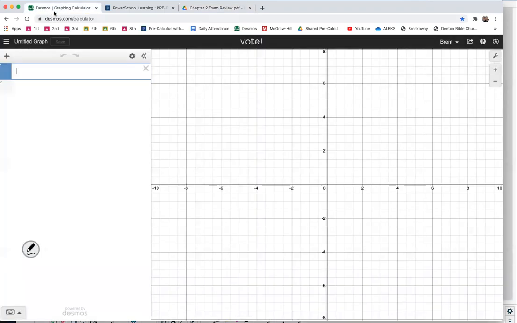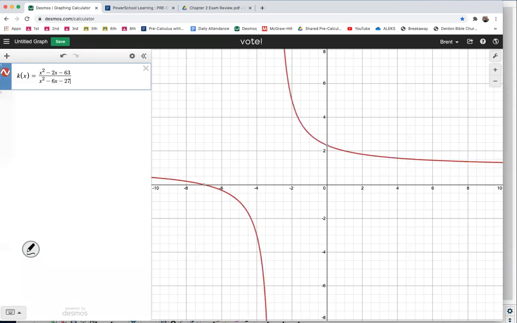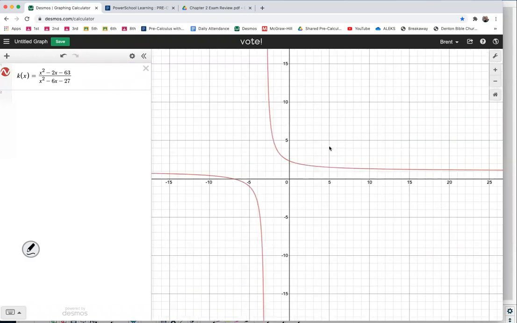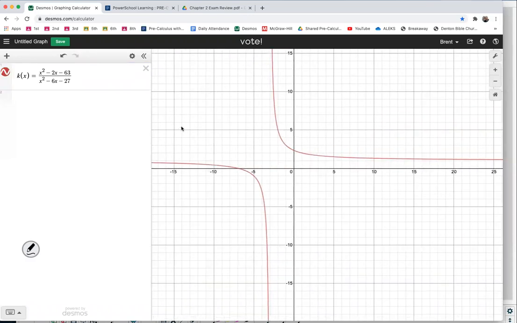If you don't mind reading off what the equation was, it was k of x equals x squared minus 2x minus 63 over x squared minus 6x minus 27. If we look at this graph, we can determine a few asymptotes. Remember, asymptotes are basically where the graph approaches but never actually equals. You can see that this graph gets really, really flat, and that's going to be an asymptote, and it gets really, really vertical. That's going to be an asymptote.